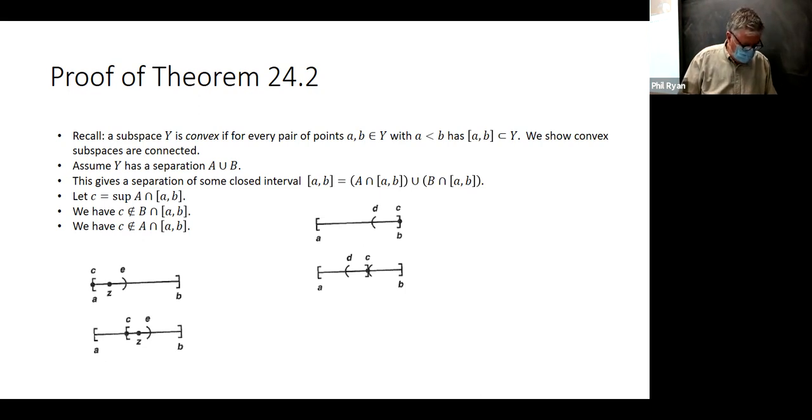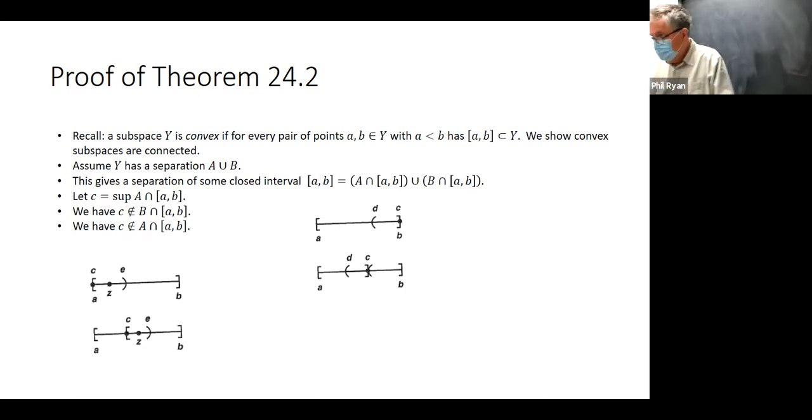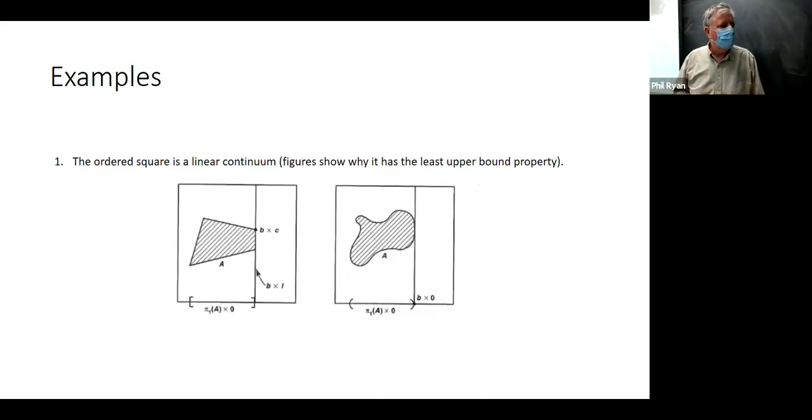Okay, so let's have a look at a couple of examples of linear continuums which aren't the reals. Let's have a look at the ordered square. So remember, the ordered square is I cross I in the dictionary order.